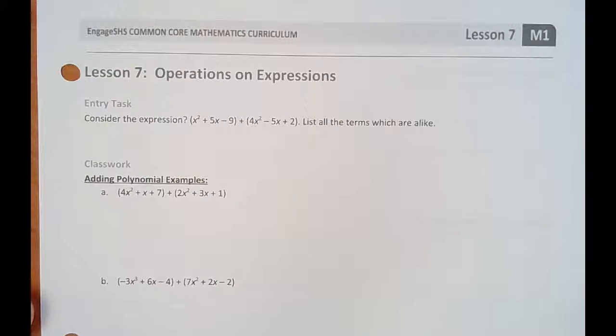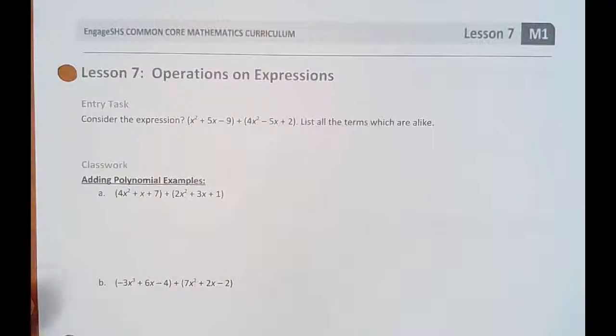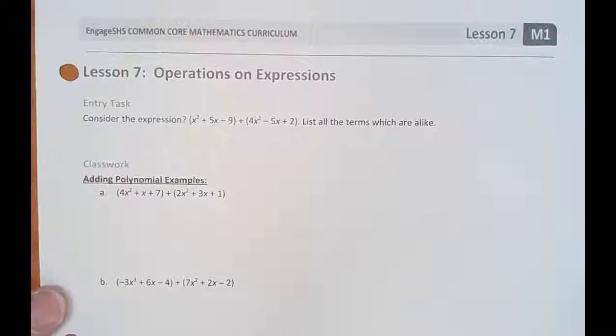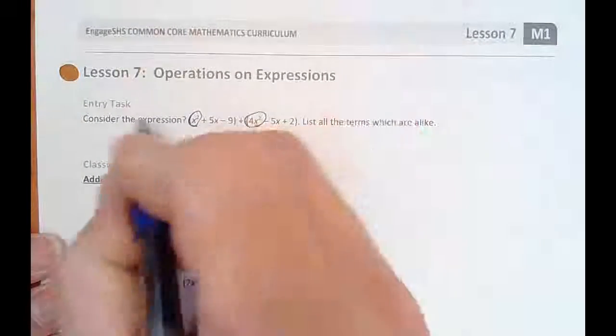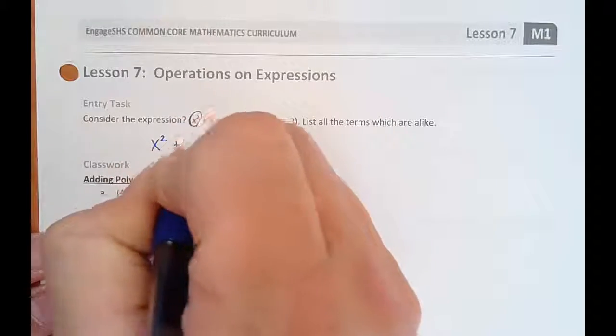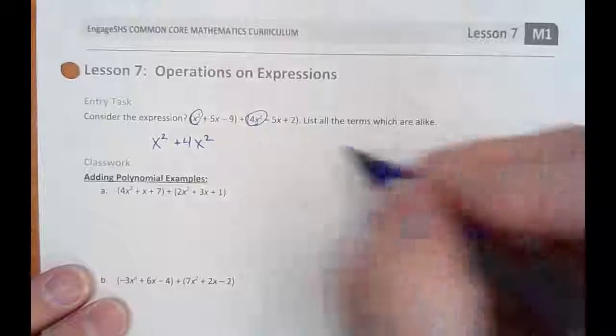Hey guys, we're going to talk lesson 7, order of operations, when we're talking about operations on expressions. In our entry task, consider the expression x squared plus 5x minus 9. I like to take the x squared terms and rewrite them. I don't always do this, but it does help to explain what I'm doing right now.